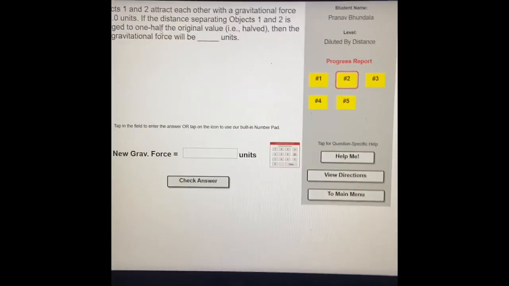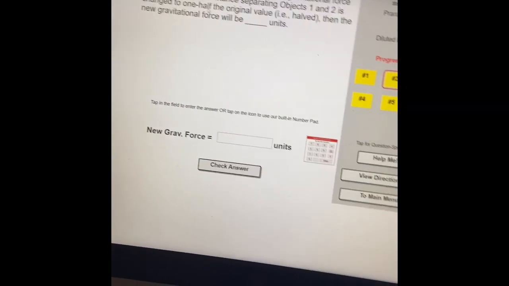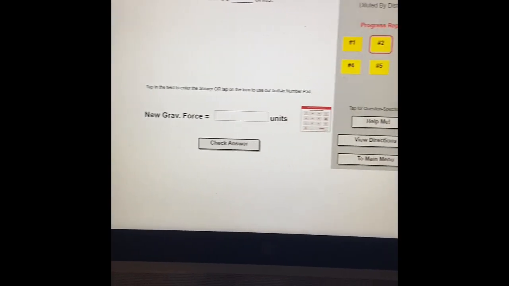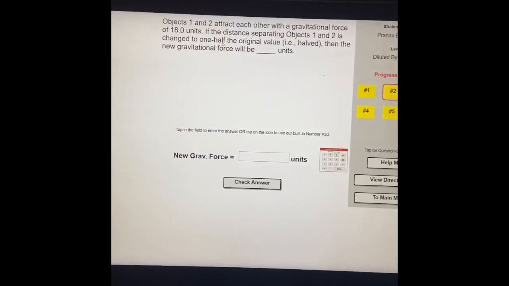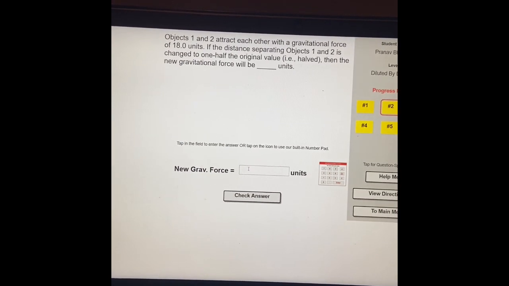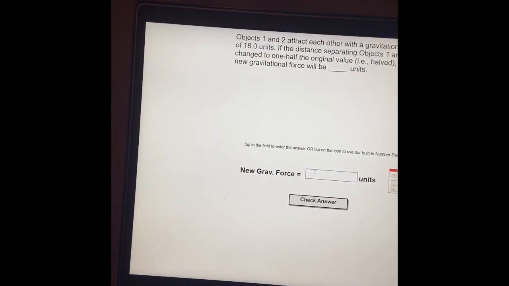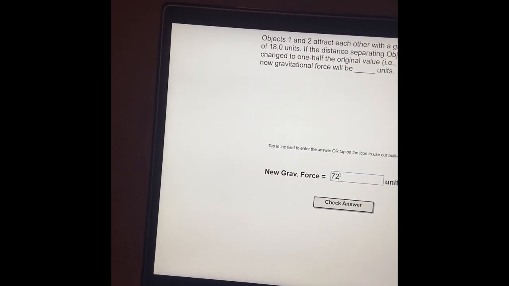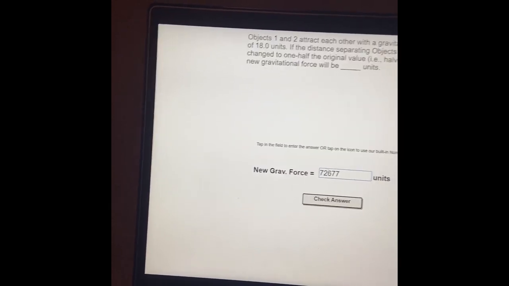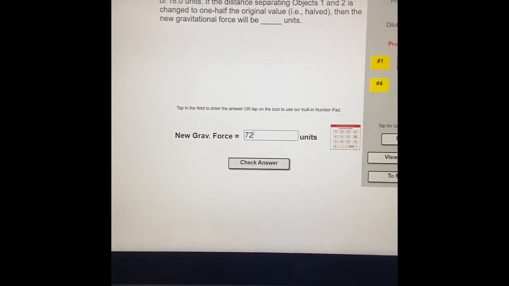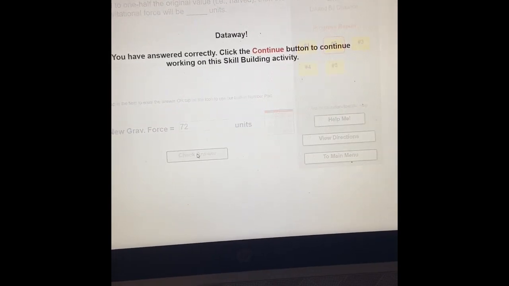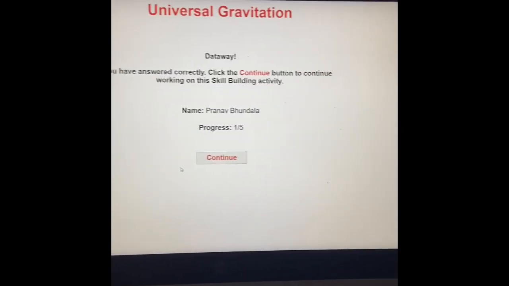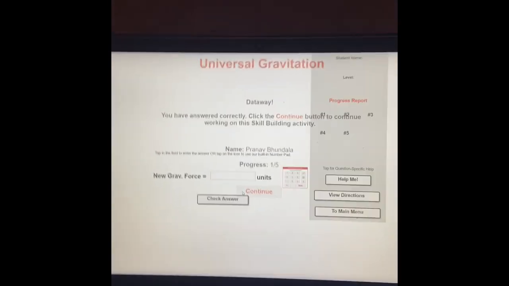To get the answer here, we need 18 times 4. Now 18 times 4 is equal to 72. So our answer in this case should be 72. Sorry, my thing is lagging. Check answer. That's correct. Good job, guys. So, let's do another one.